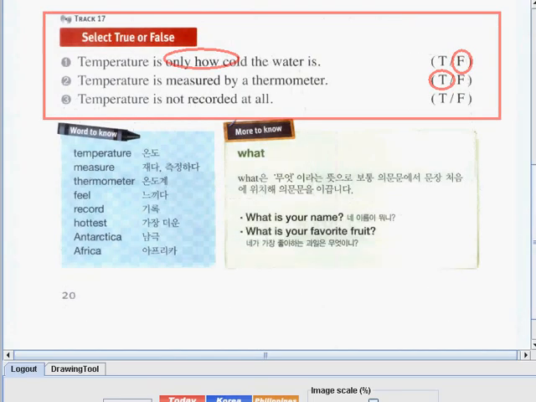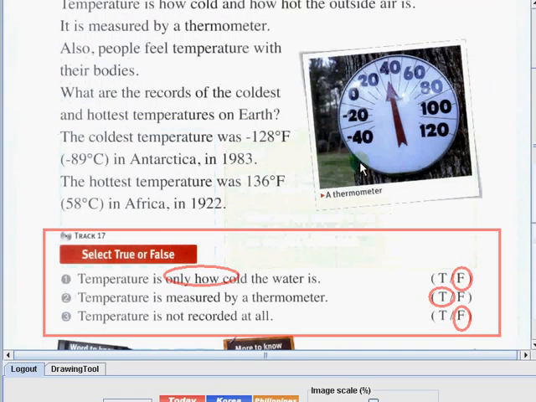Number 3. Temperature is not recorded at all. The answer here is F or false. Our answer here is F or false because there are records, okay, about temperature.